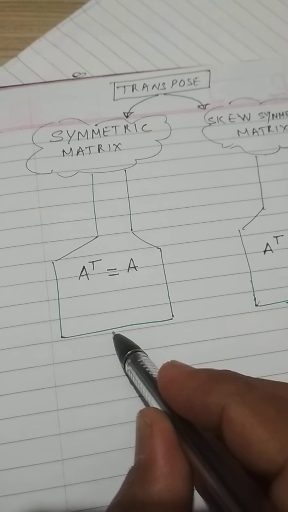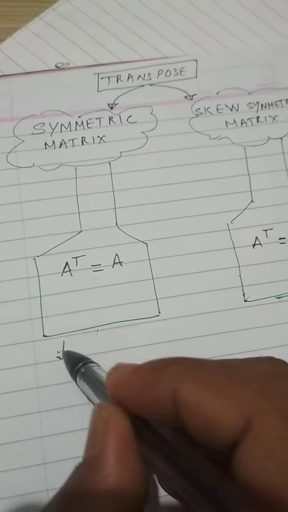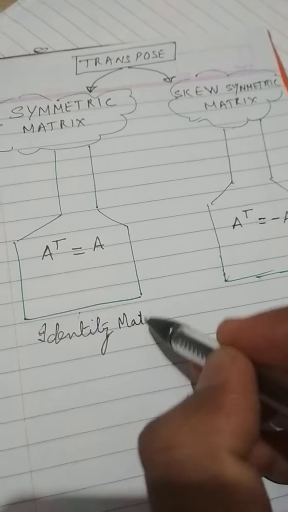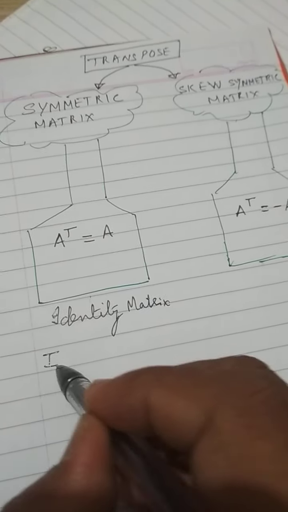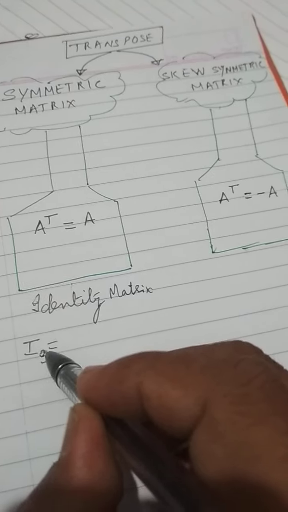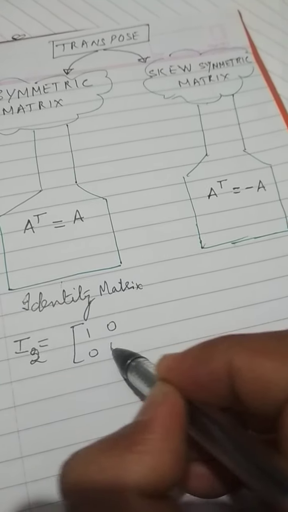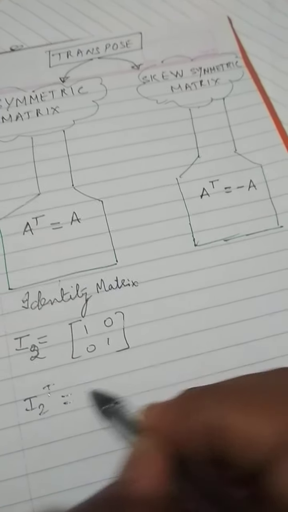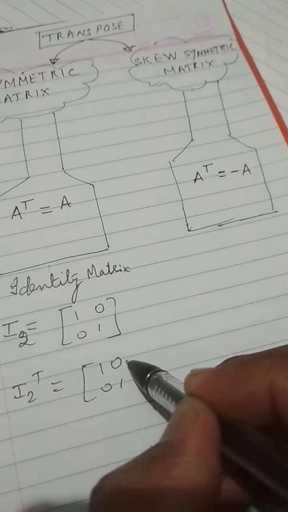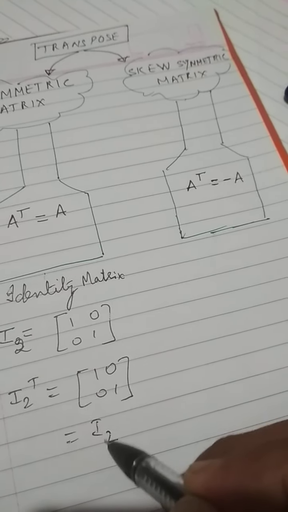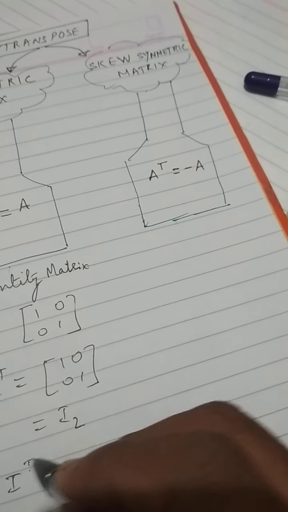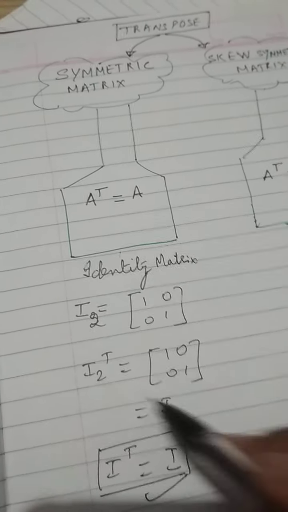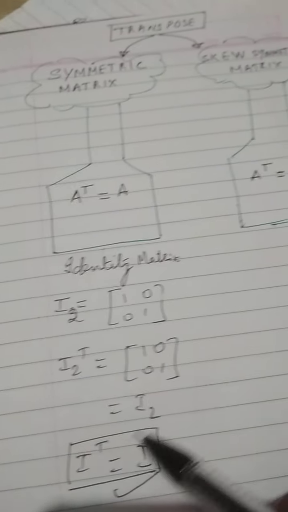The best example of a symmetric matrix is the identity matrix. If you consider the identity matrix of order 2, say [1 0; 0 1], and take its transpose, it will again be [1 0; 0 1], which is equal to I2 only. In general, I transpose is equal to I. Hence, the identity matrix is generally categorized as a symmetric matrix.